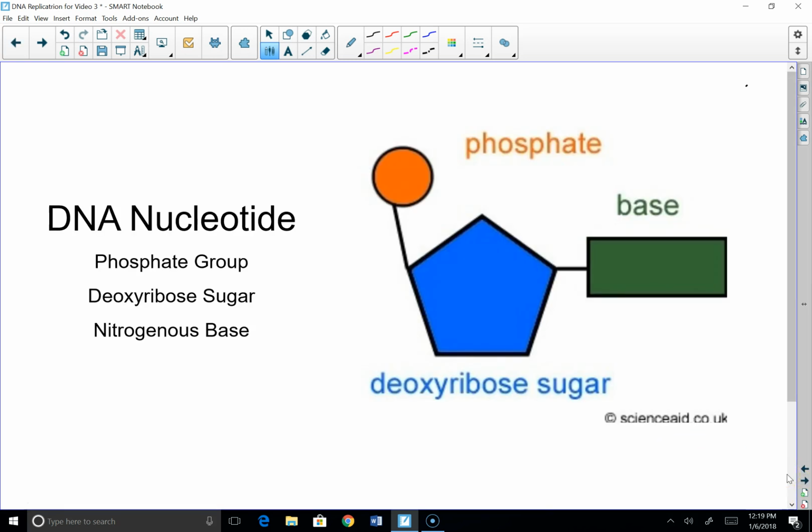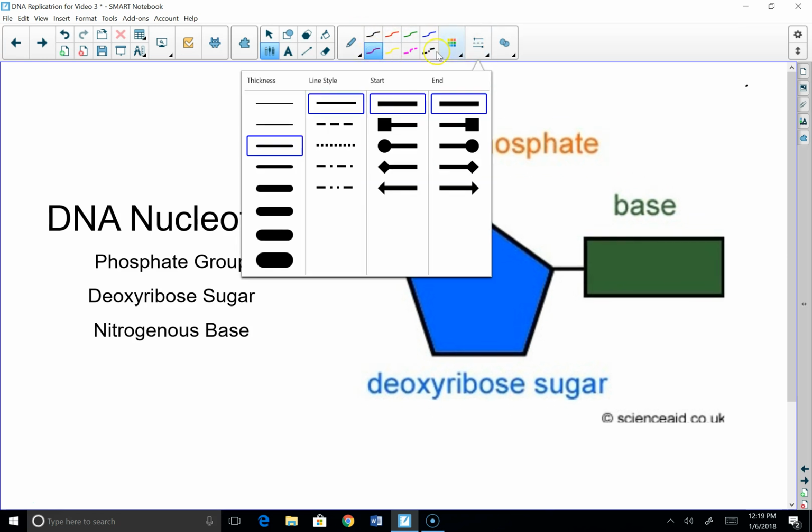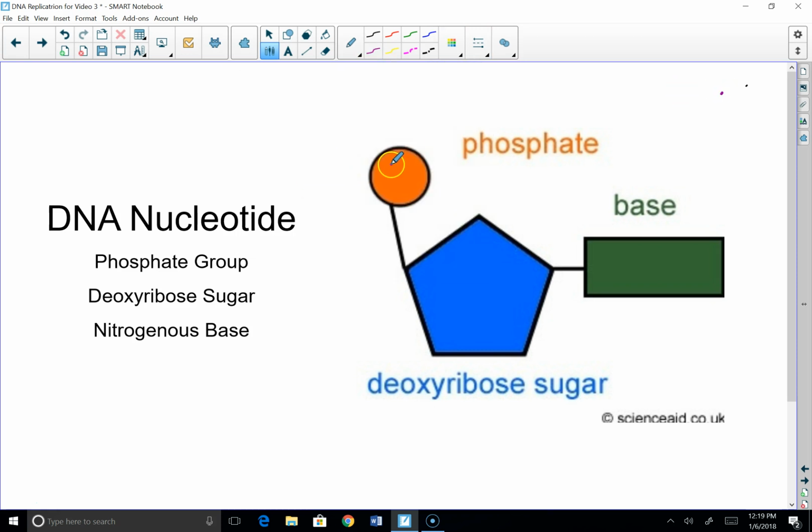The nucleotide itself is a three-part story. Up here you have your phosphate group, and that is going to be a phosphorus with oxygen molecules around it. So we usually say it's a P or phosphate. Here is your deoxyribose sugar, and here are your bases, which are either A, T, G, or C.